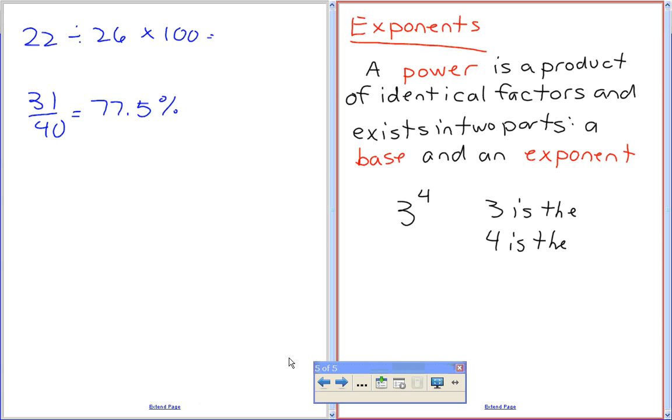Any idea which one of those is the base? 3 or 4? 3 is going to be the base. Which then is going to make 4 your exponent.